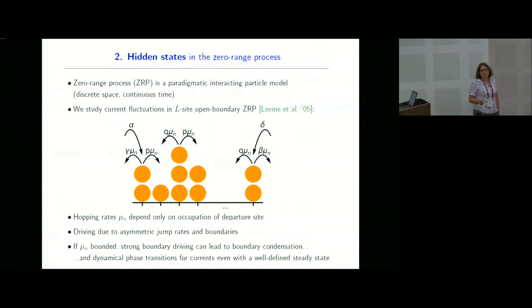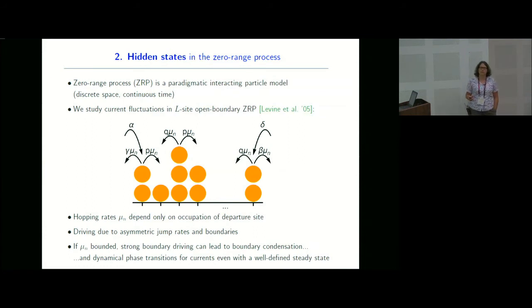So what you do is you take a lattice with L sites, and on every site of your lattice, you can have either 1 particle or 2 particles or 3 particles or 742 particles. There's no exclusion, there's no limit. So this is a model with infinite state space. And then the rule for the dynamics is very simple. The topmost particle on each pile can hop to the right or to the left, neighboring sites with a rate μn, which depends on the number of particles on the departure site. So there's no dependence on the site you're hopping to, only on the departure site. That's why it's called zero range.